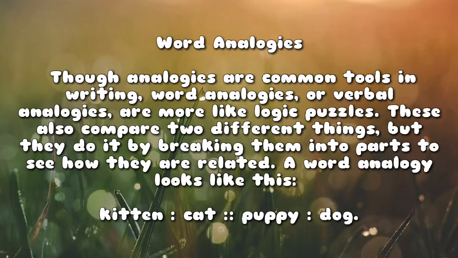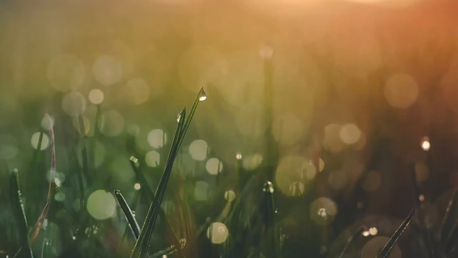Word analogies. Though analogies are common tools in writing, word analogies, or verbal analogies, are more like logic puzzles. These also compare two different things, but they do it by breaking them into parts to see how they are related. A word analogy looks like this: kitten, cat, puppy, dog.